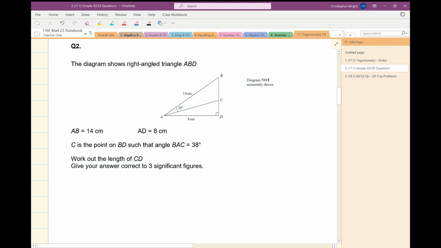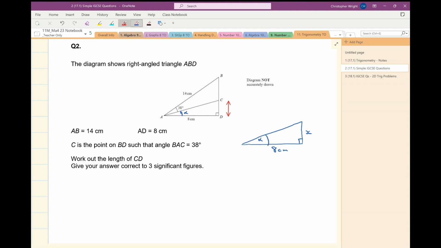Question 2. Right, I've got a large right-angled triangle here, and I've got a smaller right-angled triangle, and I'm being asked to work out this length here, the length of CD. Now, if only I knew this angle, which I'll call alpha, then I could simply use this bottom right-angled triangle here, which has got alpha and 8 as the adjacent, and CD I could call x, and then I could find x by using tan if only I knew the angle alpha.